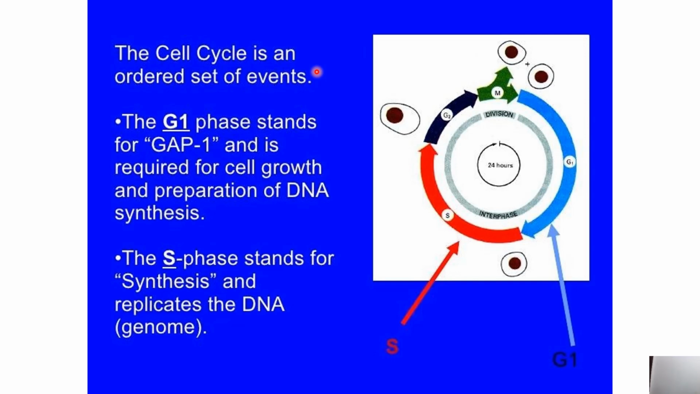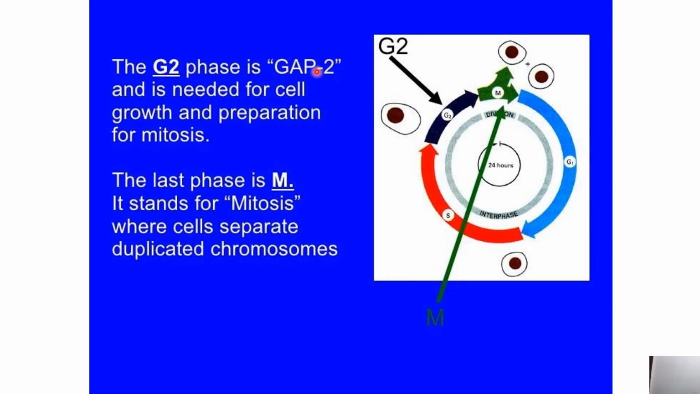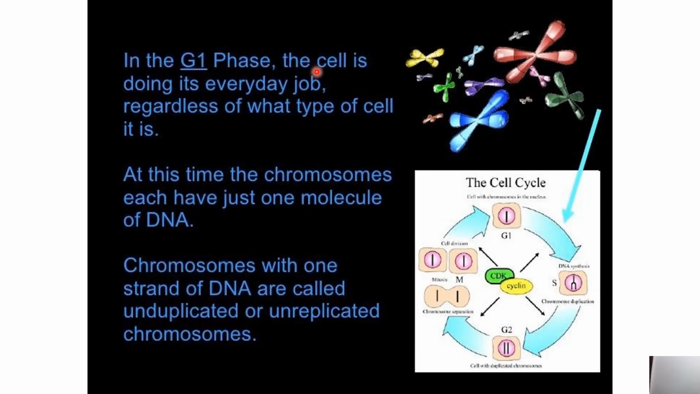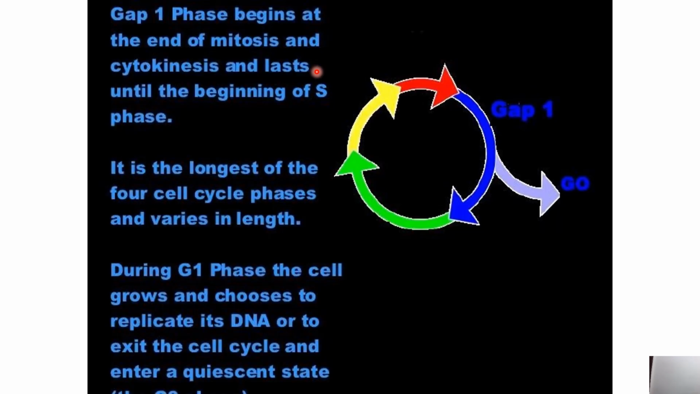The G1 phase stands for gap 1 and is required for cell growth and preparation of DNA synthesis. S phase stands for synthesis and replicates the DNA genome. G2 phase stands for gap 2 and is needed for cell growth and preparation for mitosis. The last phase is M, which stands for mitosis, where cells separate duplicated chromosomes. So in the G1 phase, the cell is doing its everyday job regardless of what type of cell it is. At this time, the chromosomes each have just one molecule of DNA. Chromosomes with one strand of DNA are called unduplicated or unreplicated chromosomes.